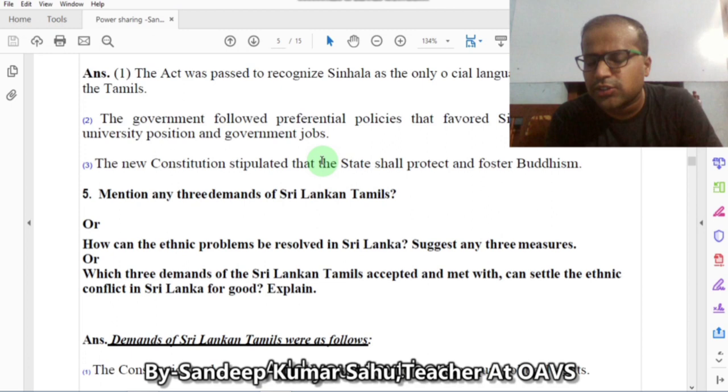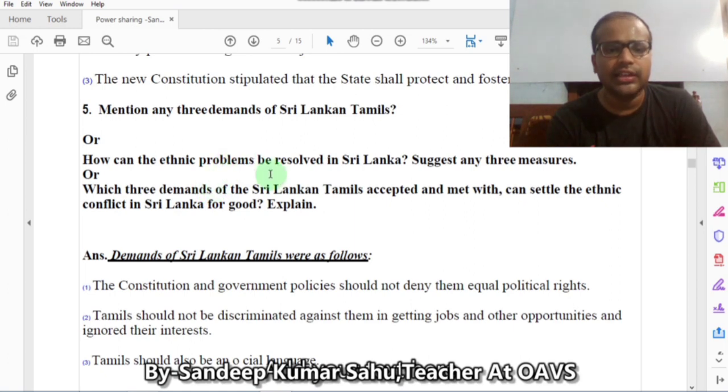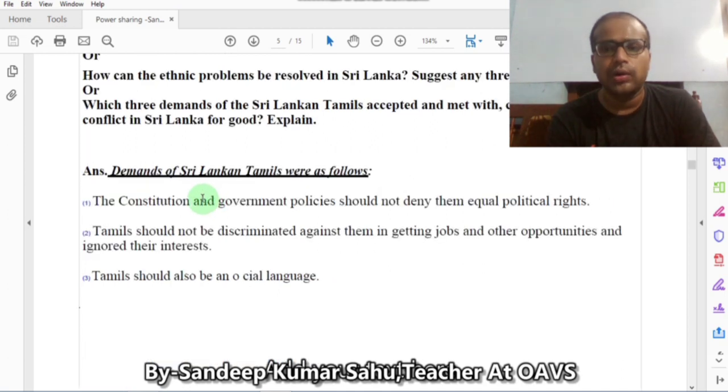So what were the main 3 demands of the Sri Lankan Tamils? And how can ethnic problems be resolved in Sri Lanka? Suggest any 3 measures, or which 3 demands of the Sri Lankan Tamils, if accepted, can settle the ethnic conflict in Sri Lanka for good? Explain. So all questions have the same answer. What are the demands of the Sri Lankan Tamils?